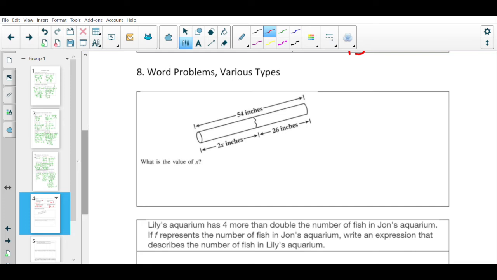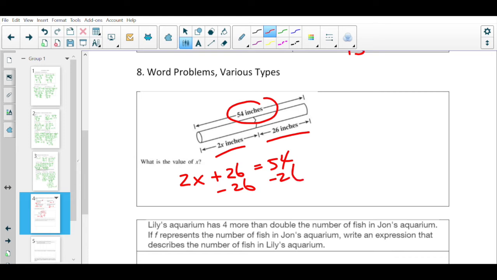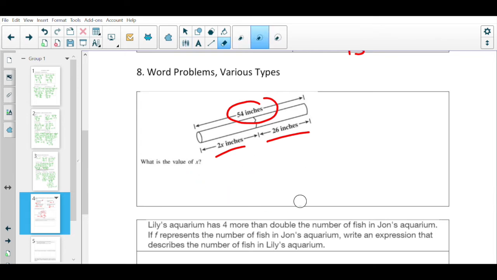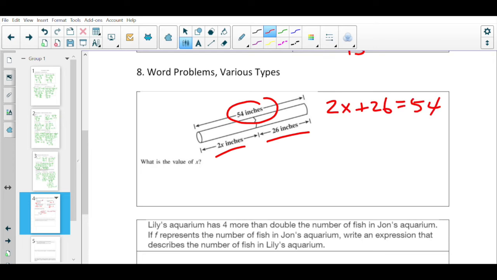Let's see. We have this pipe, 54 inches. It's in 2 parts. What is the value of x? So we know the 2 parts, 2x plus 26 equals 54. So that's how you set up the equation. Let's isolate x. Let's redo that, folks. So that's 2x plus 26 equals 54, because we know these 2 parts of the pipe equal 54 inches.